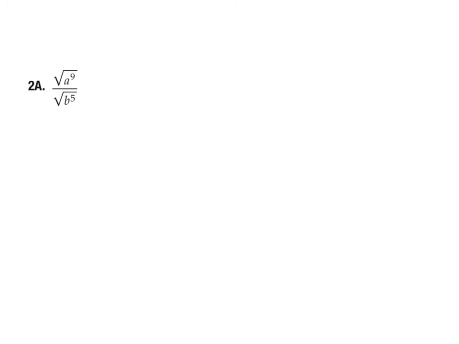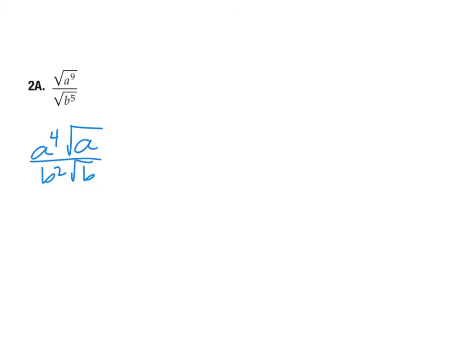So on top, I've got 9 divided by 2, so that's 4 remainder 1, so that means I'm going to have an a to the 4th on the outside, and a remainder of 1, so that's a to the 1st. And then the bottom, I've got 5 divided by 2, so that's b squared, remainder 1. That's going to be on the inside. A little cleaner looking version of that. I still have a radical on the bottom, so I have to change this so that I no longer have a radical on the bottom.